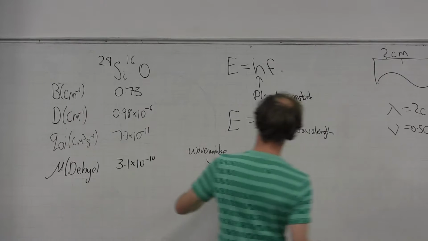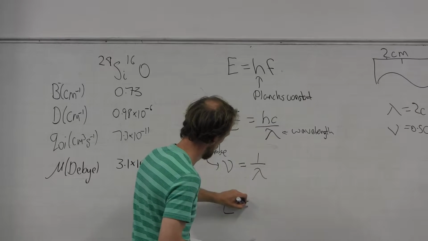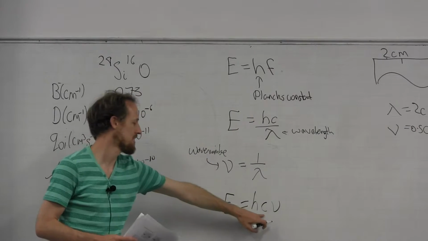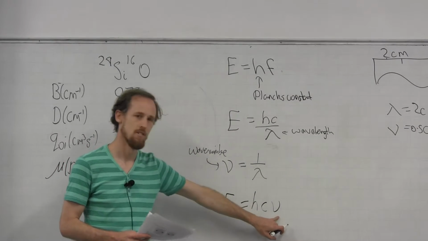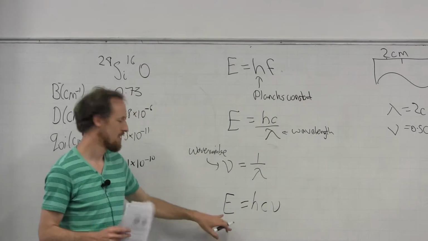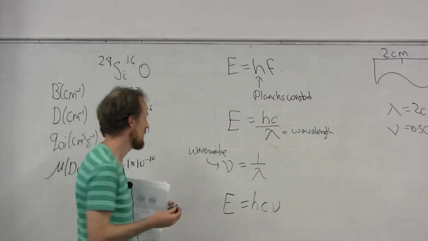Anyway, the point is that you can then write the energy in terms of the wave number. And once again, these are just fundamental constants. So writing the wave number in terms of how many waves fit inside 1 centimeter is equivalent to the energy. That's the reason.